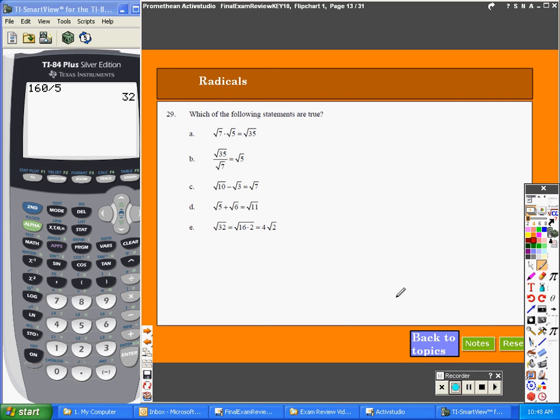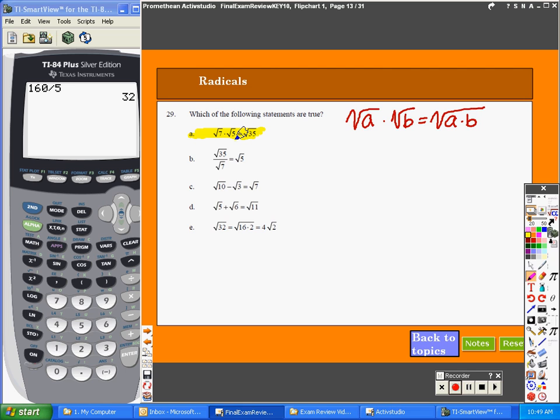Okay, 29 is asking which of the following statements are true. And this is basically testing your knowledge on radicals. So in problem A, we're looking at root 7 times root 5. Now we learned that if you have root A times root B, it equals root A times B. So root 7 times root 5 would equal root 7 times 5, and 7 times 5 is 35, making this statement true. I'm going to highlight it because it's true.